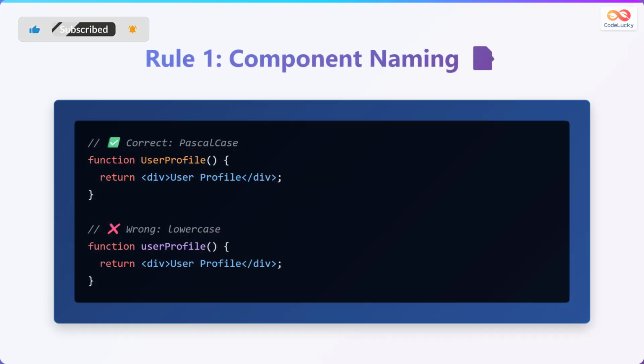The first rule focuses on component naming. In React, component names should always start with a capital letter. This convention is known as Pascal case. For example, a component representing a user profile should be named UserProfile with an uppercase U and P. Naming components with lowercase letters like userProfile is incorrect and violates React's naming convention.